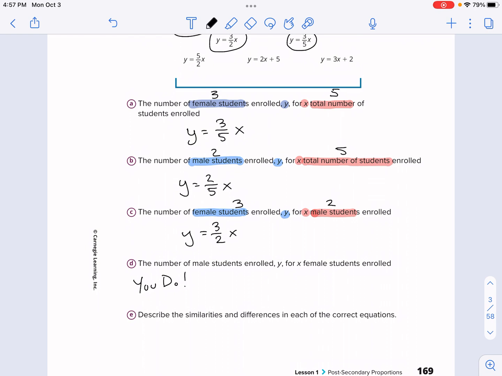Describe the similarities and differences of each of the correct equations. So each equation is in a specific form. So we'll say each is of the form Y equal to, there's some type of value that goes in before X. We're going to leave a variable there. We'll say K. So Y equal to KX.